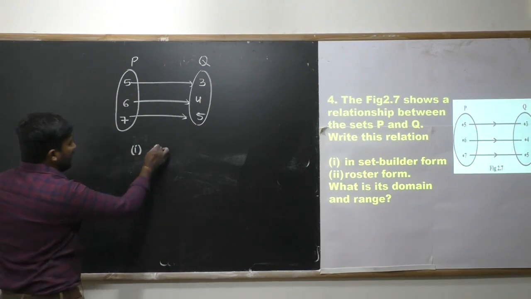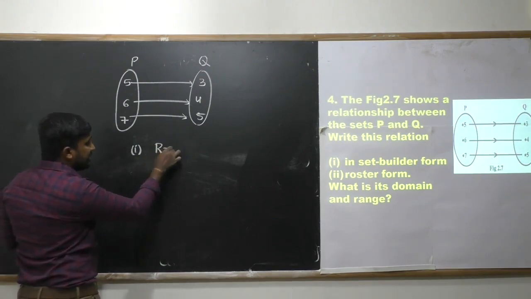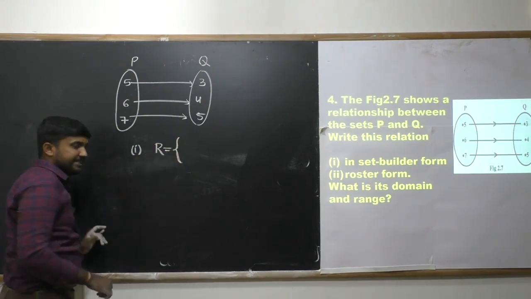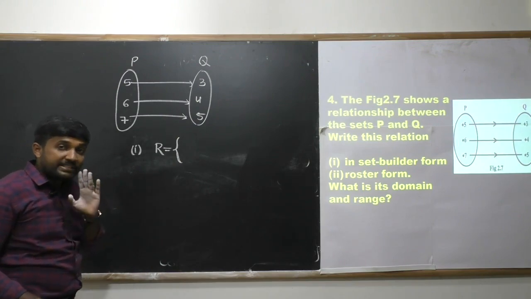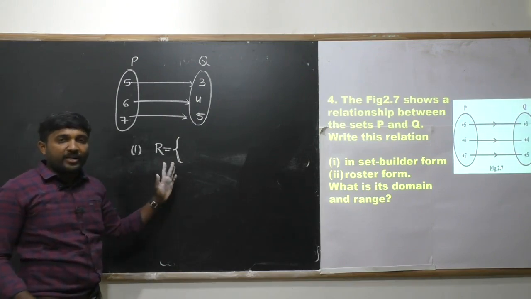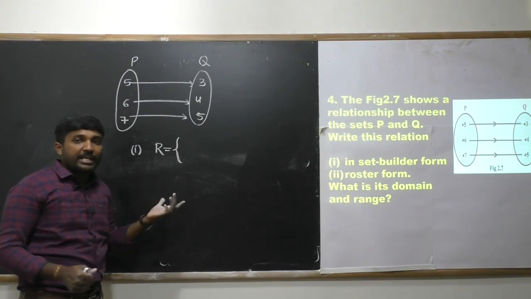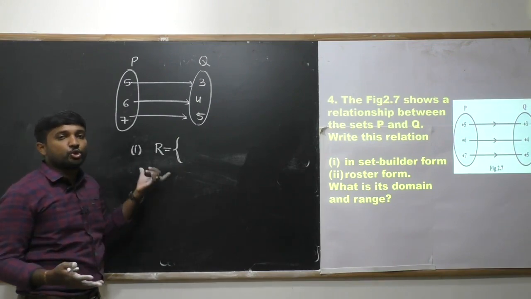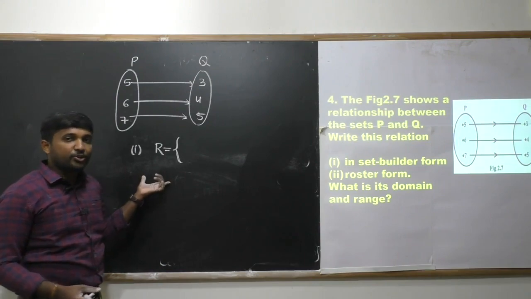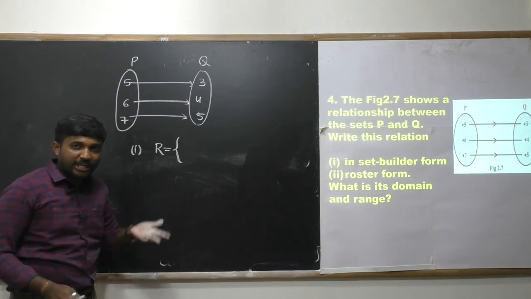So I am writing this relation R in set builder form as R is equal to... Set builder form means you do not list all the elements. Using variables and some conditions, you should represent the given set R using some formulas or some statements.